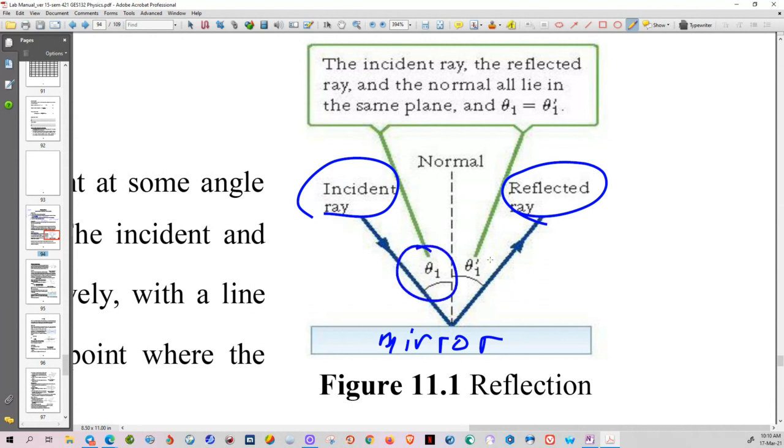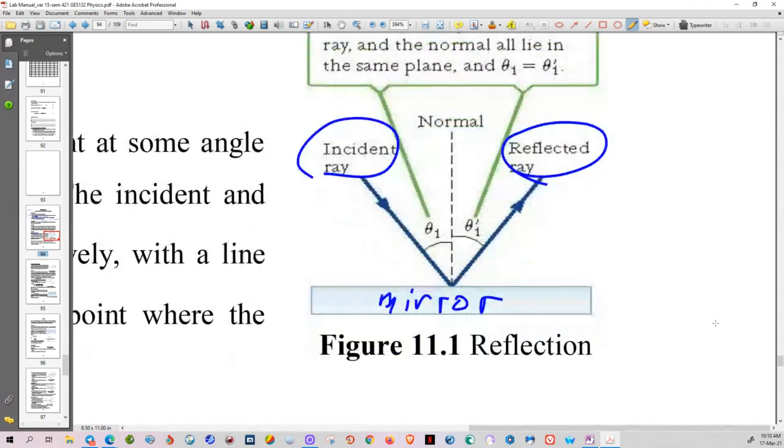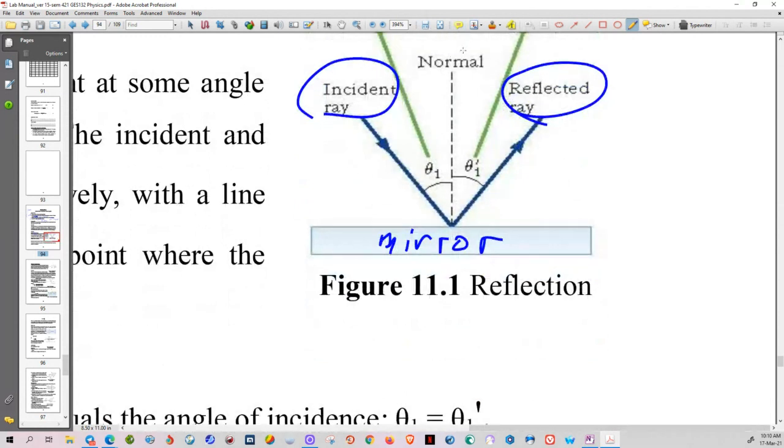The incident angle and the reflected angle. What's the relationship between them? And these two are being measured from a line which we call the normal. So what is a normal line? This line is an imaginary line which is 90 degrees from the surface of the mirror. So how do we do that?